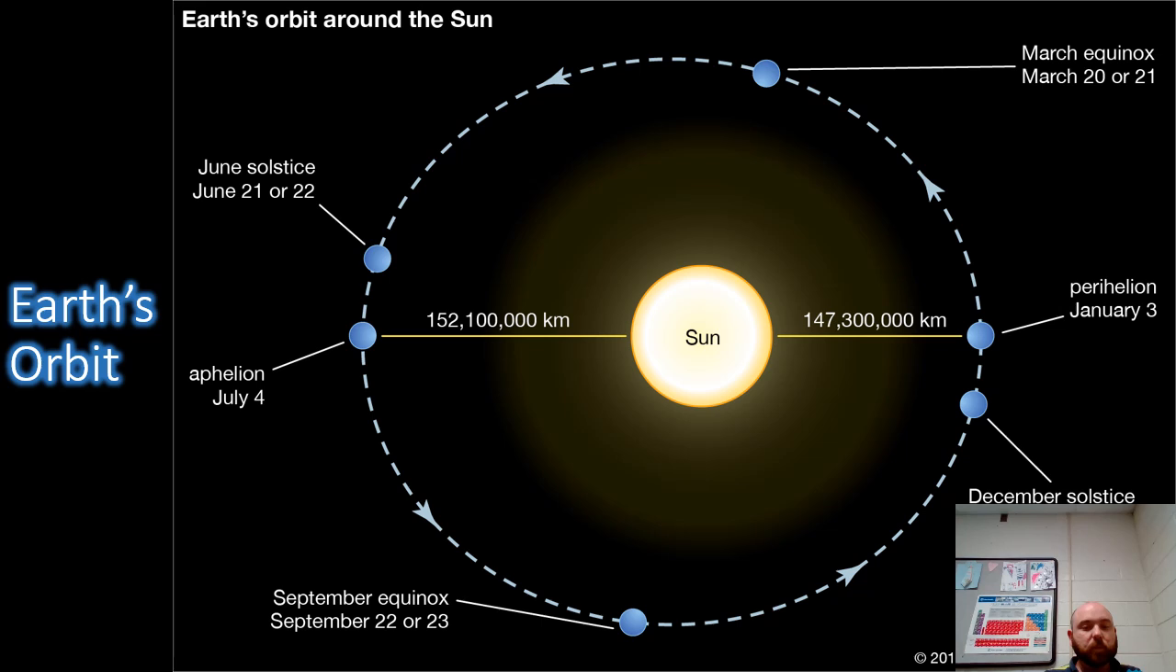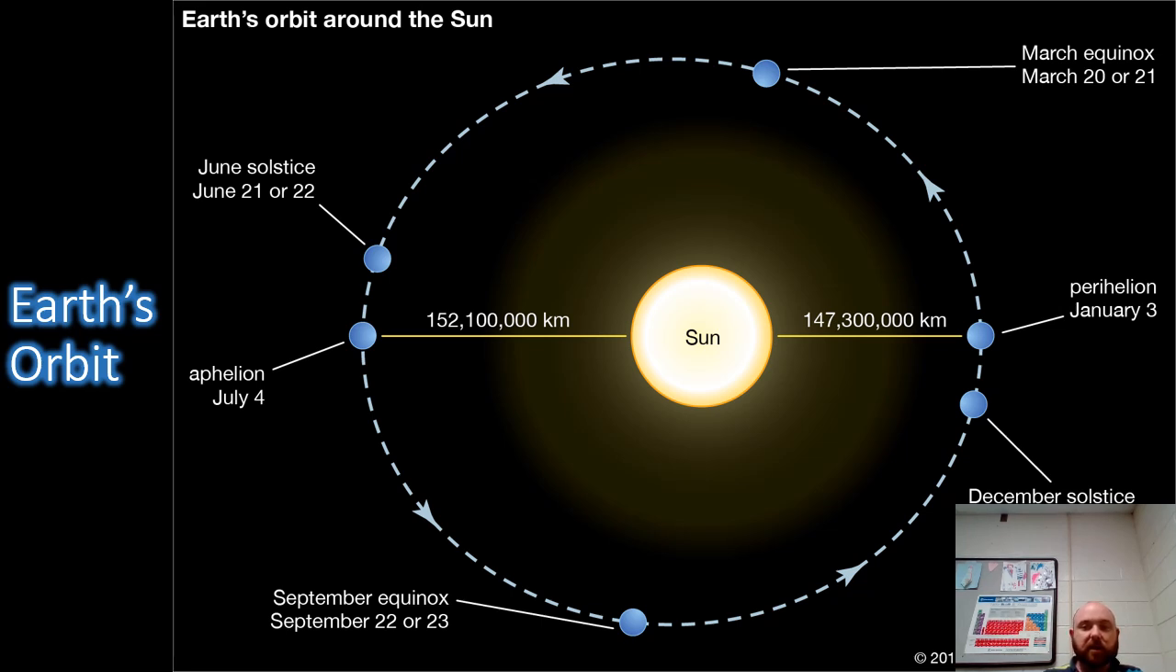Try to keep that in mind. Summer in the northern hemisphere happens when the Earth is furthest from the sun.